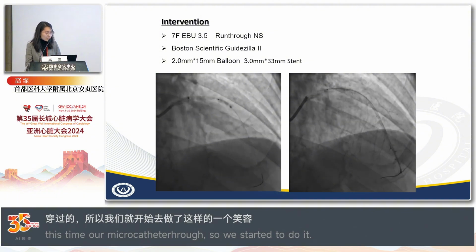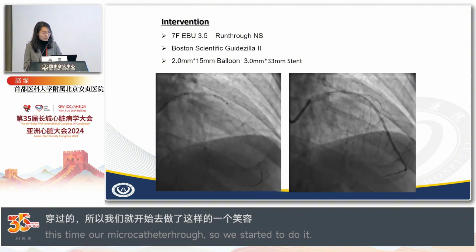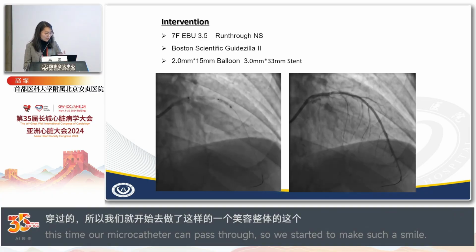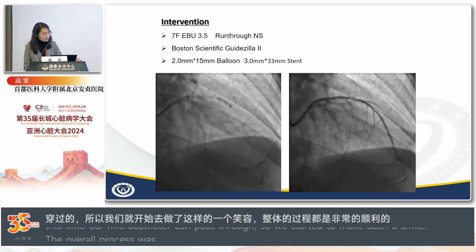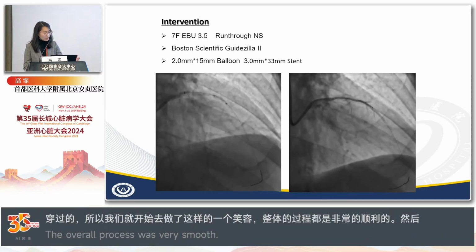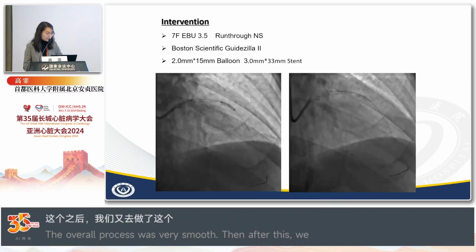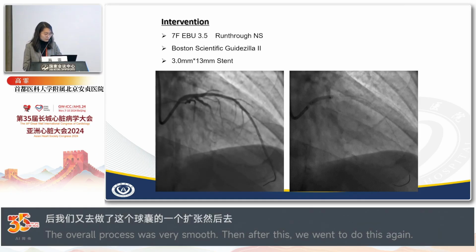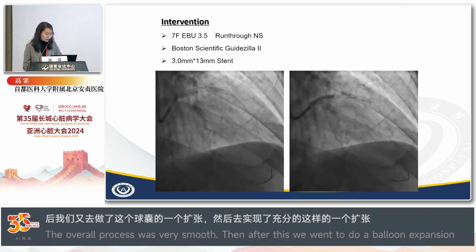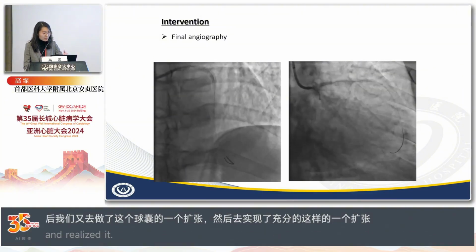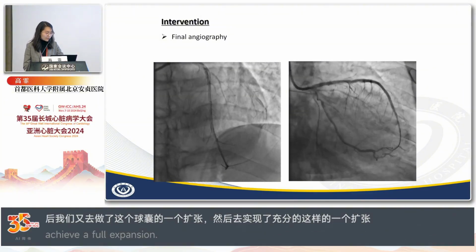The rotablation went quite smoothly. So after rotablation, we just use balloon dilation, fully prepare the lesion, and deploy the stent. This is the final angiogram of this case.